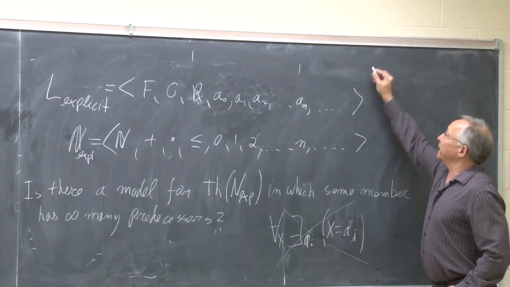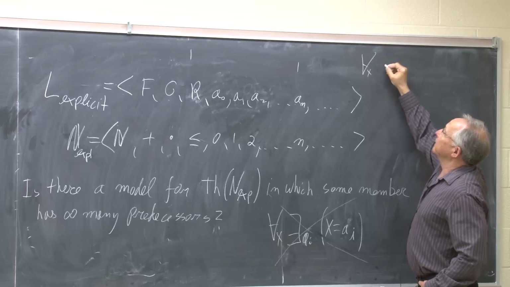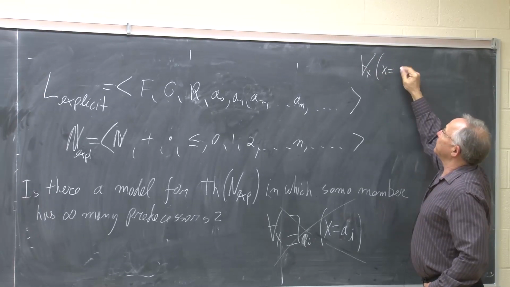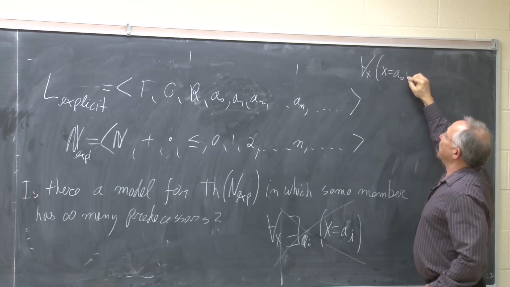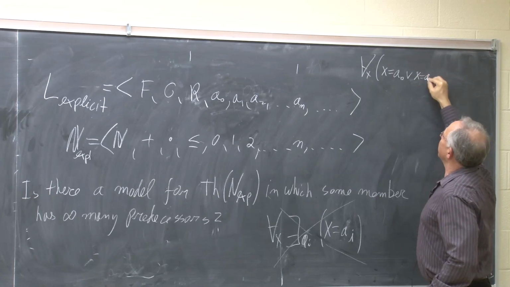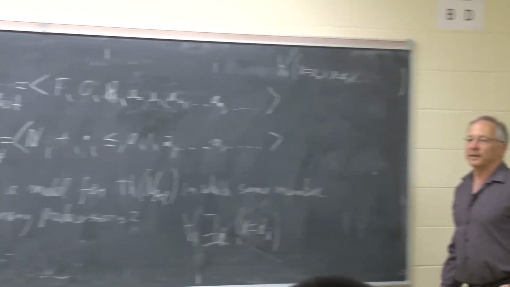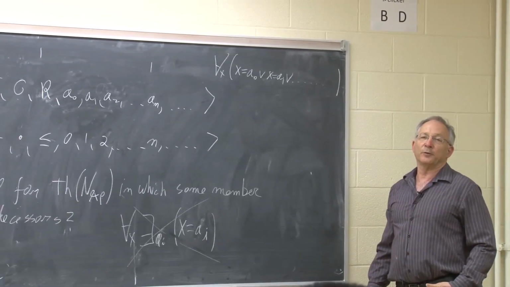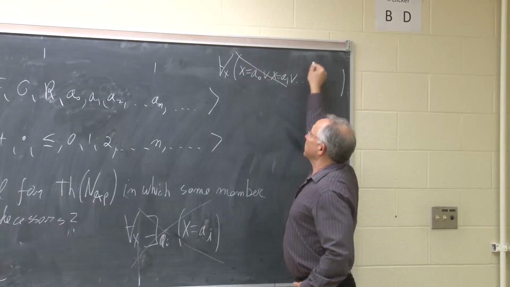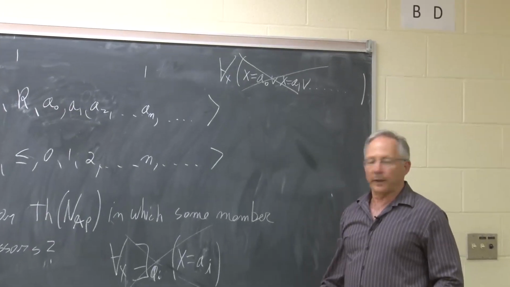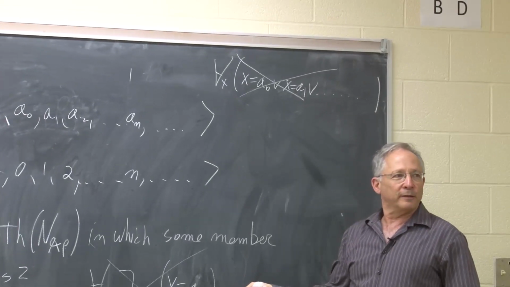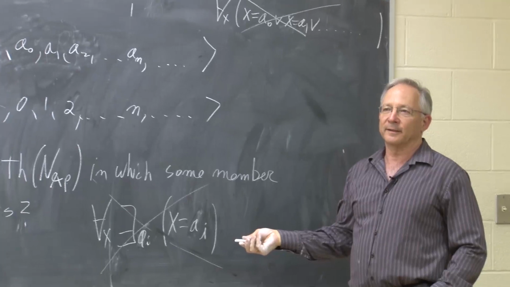And if I would try to say for every x, x equals a0, or x equals a1, or blah, blah, blah, what will be wrong with this formula? It's an infinite formula. So this also will not be correct. So I cannot avoid the creeping in of these new elements.